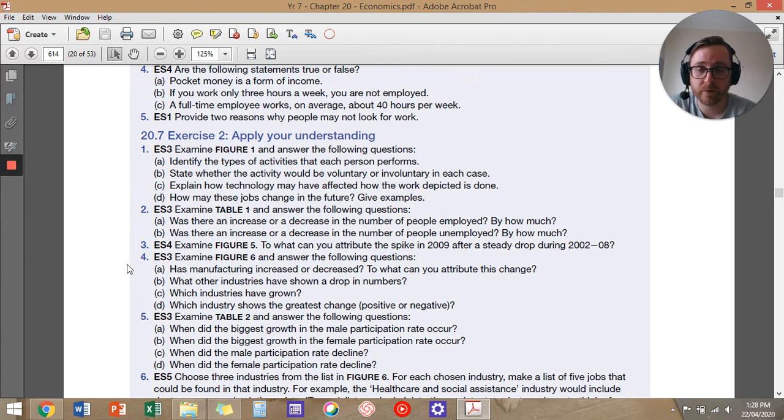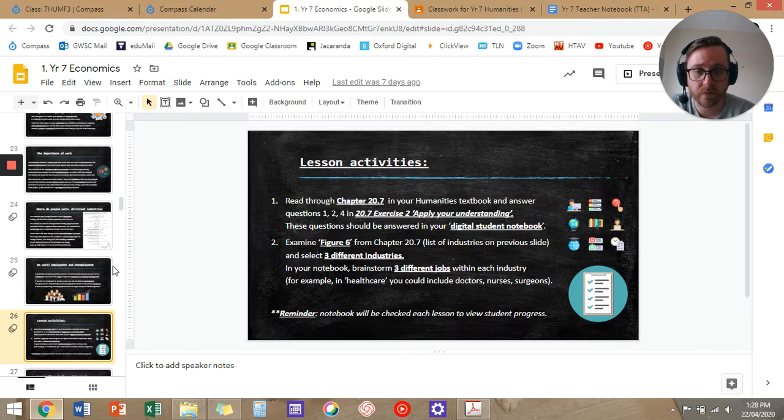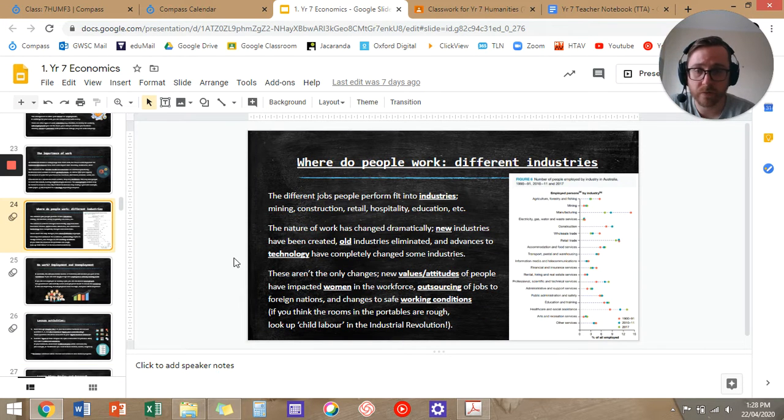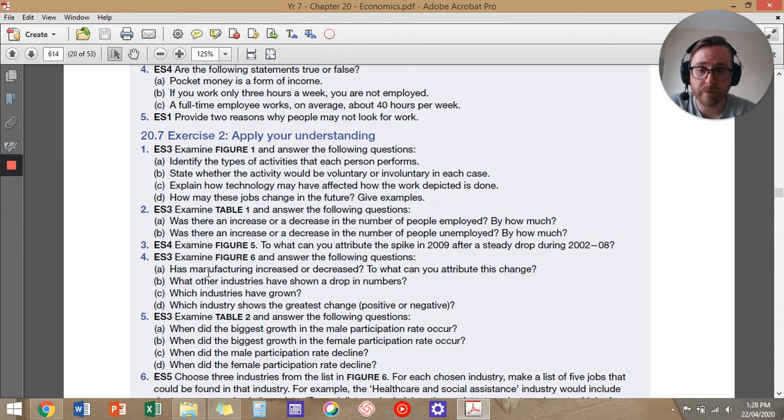By how much? Straightforward stuff. And then question 4, examine figure 6 and answer the following questions. Has manufacturing increased or decreased? This is again looking at this image here, that's figure 6. The question's asking you, has manufacturing increased or decreased? To what can you attribute this change? So you might need to look up what manufacturing is. So manufacturing, very simple definition, is making things. If I manufacture something, I make something.